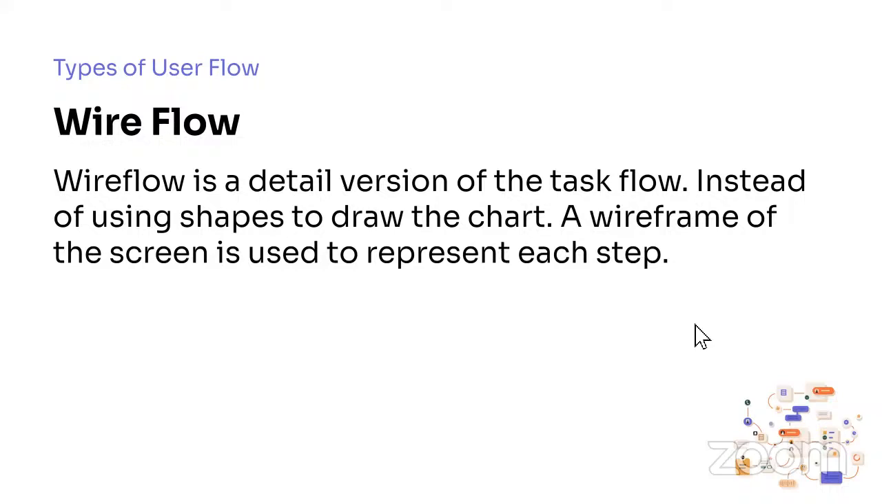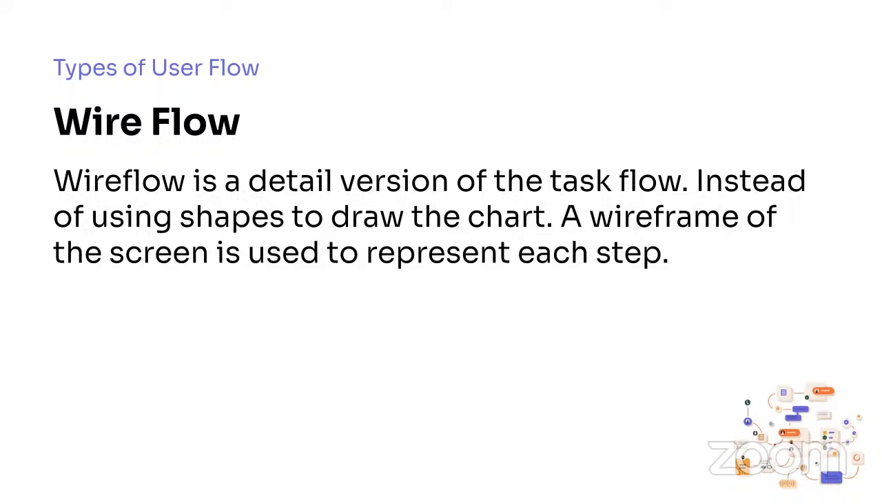So instead of using shapes, in a wire flow we most times represent each step with the screen of the phone, depending on how it wants to look. What I mean is that you just draw a little screen for each step of the flow, and then show that from this screen, you can move to this screen.